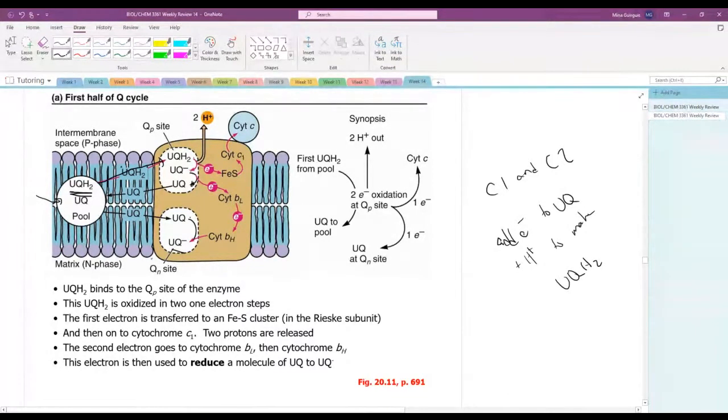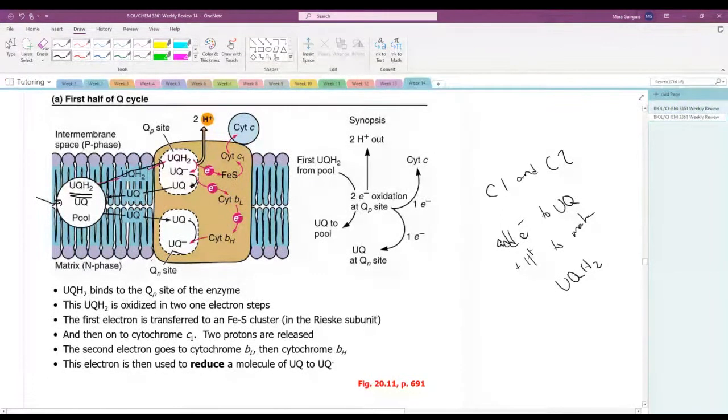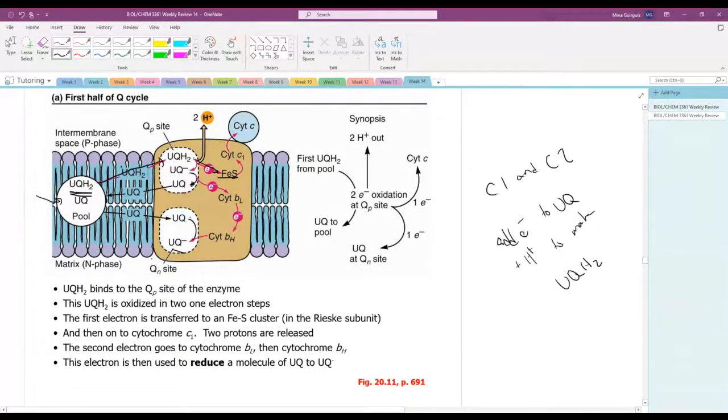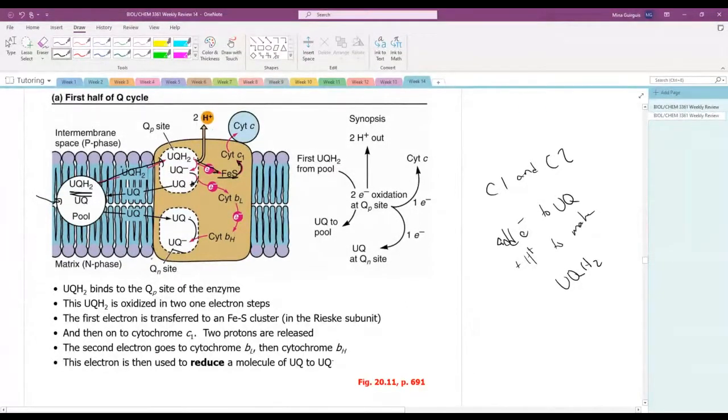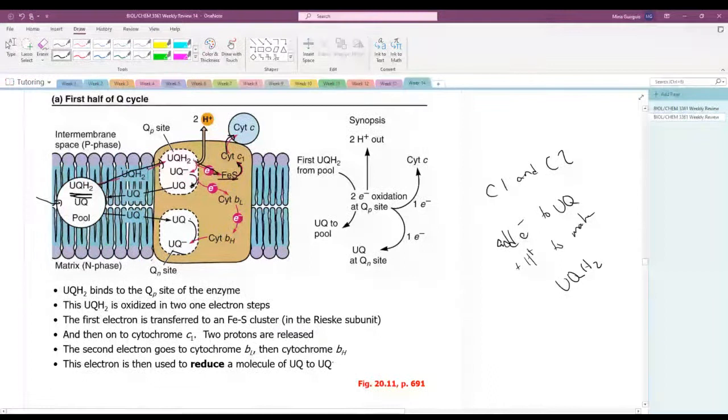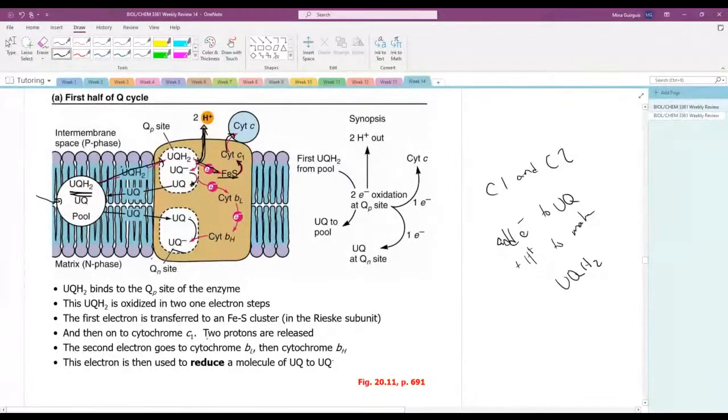Yes, complex 3, sorry. And now while it's in complex 3, it transfers 2 electrons. Okay, so it's oxidized in 2 electron transfers. The first electron transfer is to an iron sulfur cluster. So we're talking about this iron sulfur cluster. So we're in this area right now. I don't know if you guys can see it very well, but this is where we are. Okay, this then transfers it to cytochrome C1 and then to cytochrome C. Okay, so in this process, 2 protons are released. Okay, remember we're doing this to make a proton gradient, so these protons are really important.